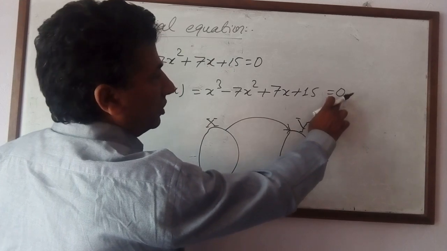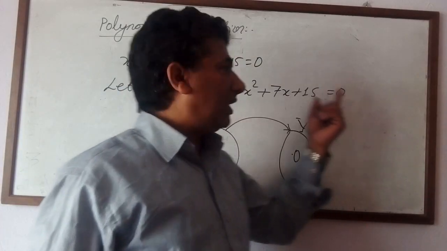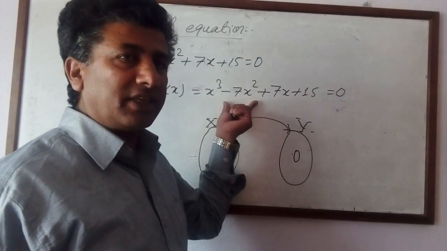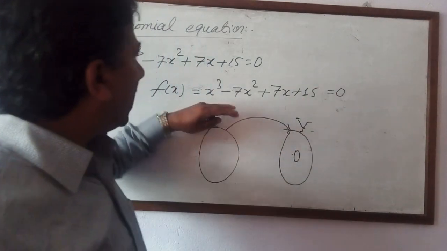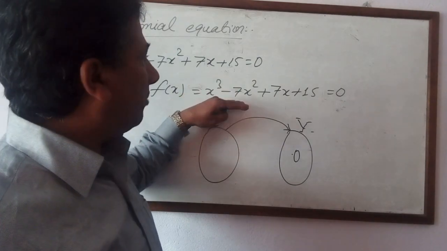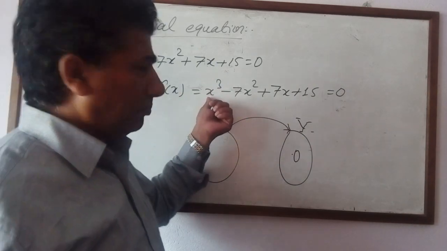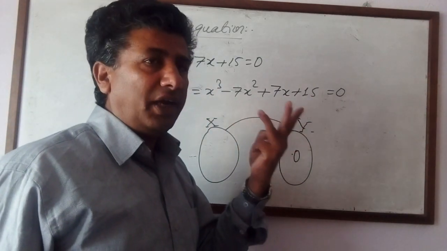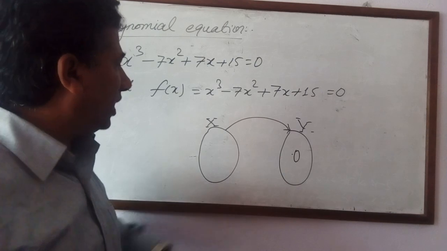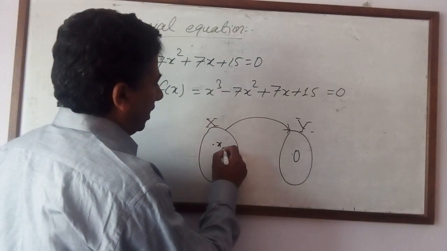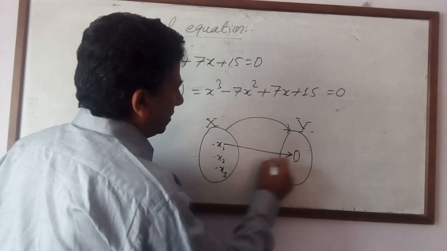Now here it is equal to 0. 0 means the image. What you have to understand is which value of x, which value of the domain, gives image 0. It has degree 3, meaning the highest power is 3. So the degree of this polynomial is 3, third degree. It means x has 3 values which give image 0, that is x1, x2, x3, which we have to find. These 3 values give image 0.